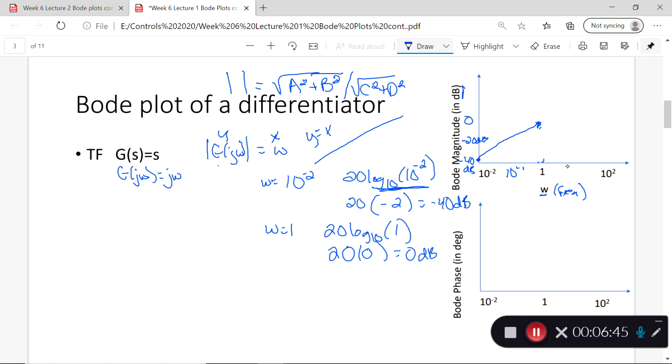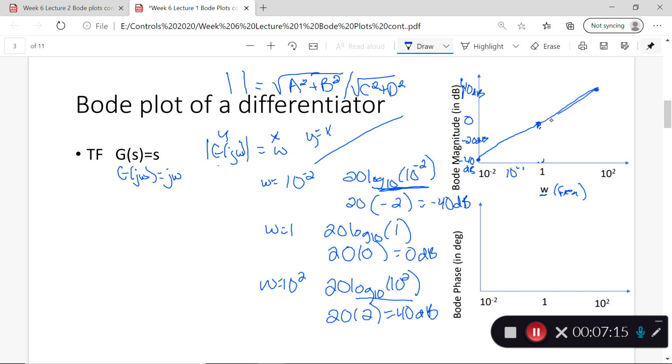And what would I be 2 decades higher, going up to 10 to the 2? If omega now equals 10 to the 2, then the magnitude of my transfer function equals 10 to the 2. Put it in decibels, 20 times log base 10 of 10 to the 2. That evaluates as 2 times 20. That is 40 decibels. Okay, so I should have a straight line if I could draw that straight.